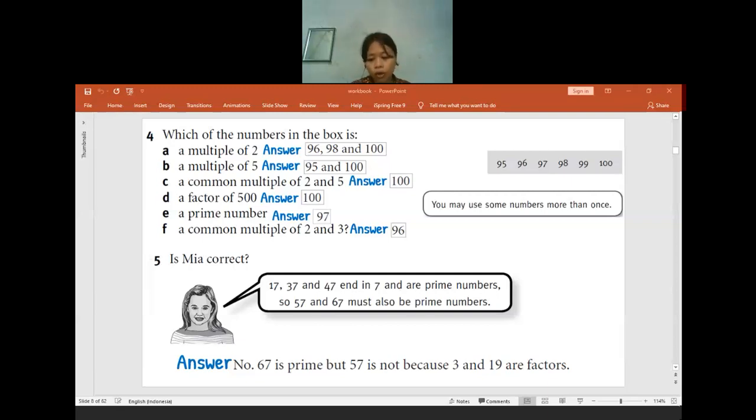Is there anyone who is confused or anything that I need to repeat from question 4 and 5? Or is my voice not audible enough or something? Hello? Is there anything confusing from question 4 and 5? No? Okay. Nothing is confusing? Okay, if nothing is confusing, I will move to question 6.